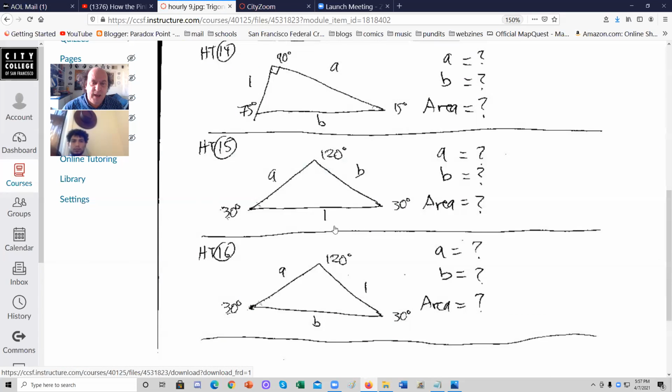30, 30, 120 with 1 along the long side, and 1 along one of these 2 equal sides. Obviously in this case, since 30 and 30 are equal, A has to equal 1. But what's B and what's the area?